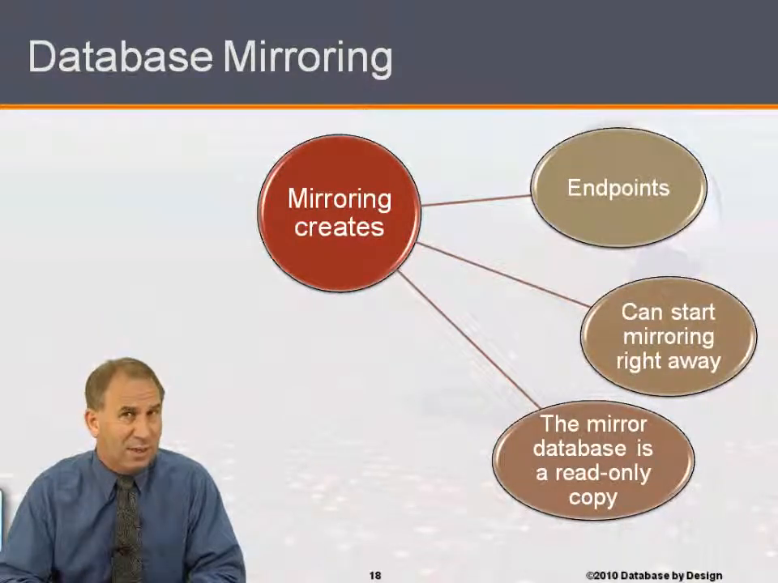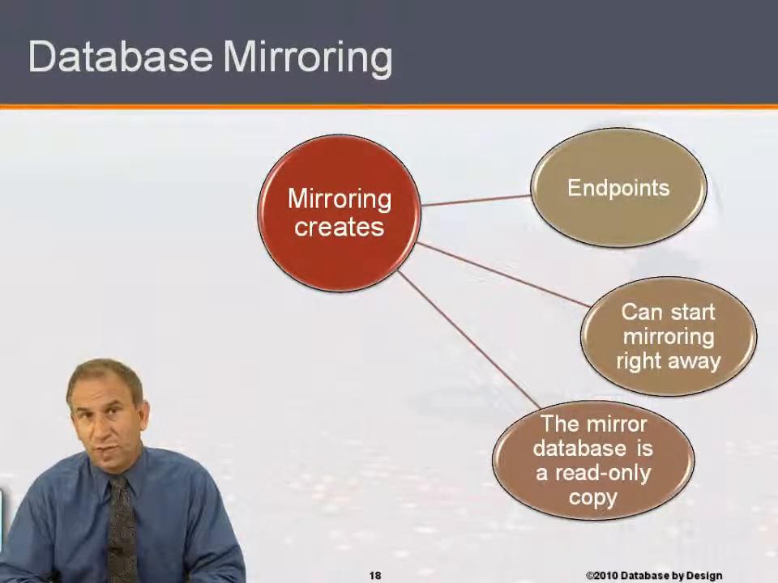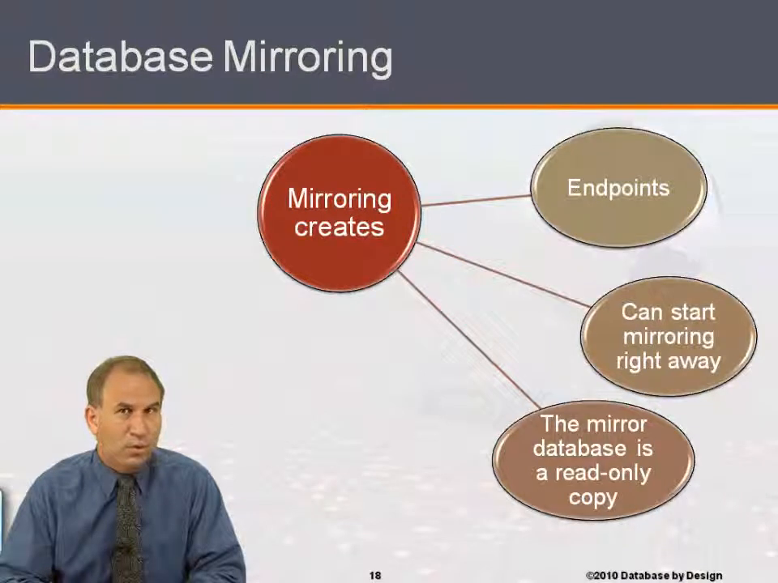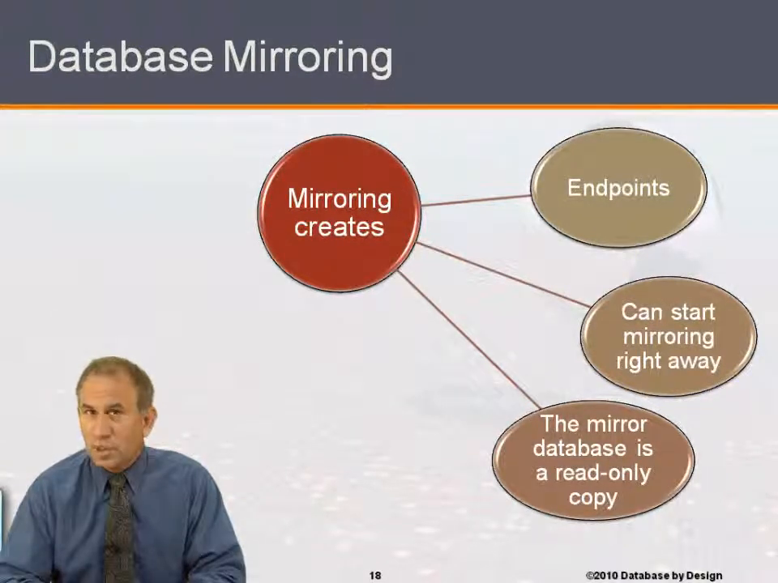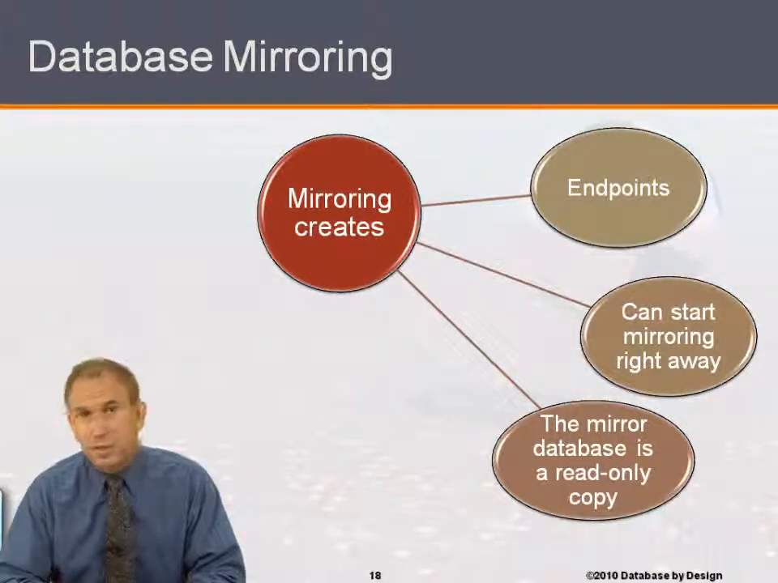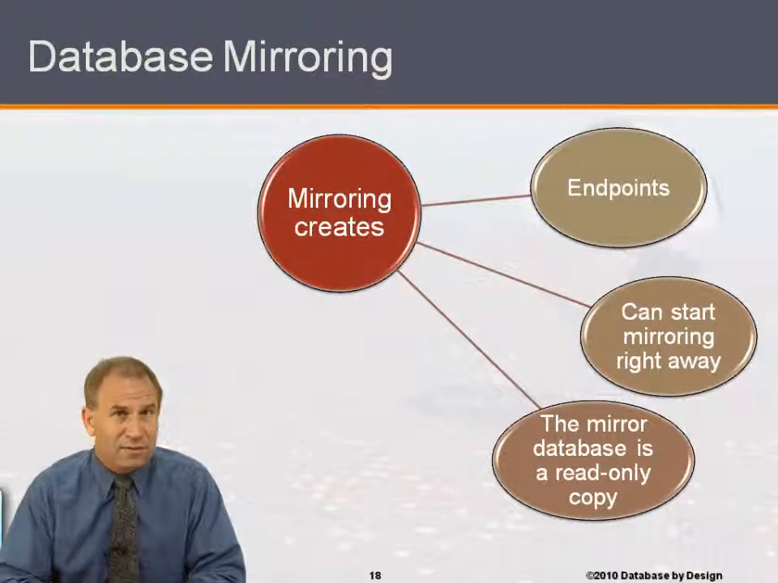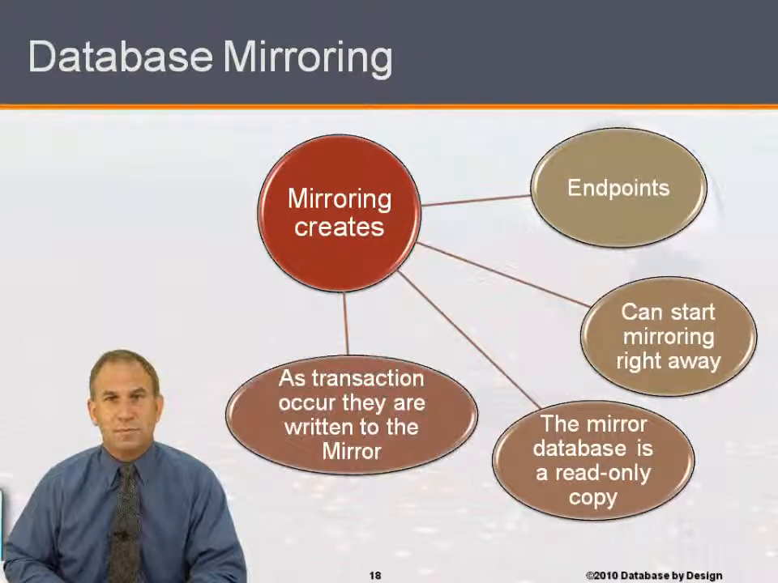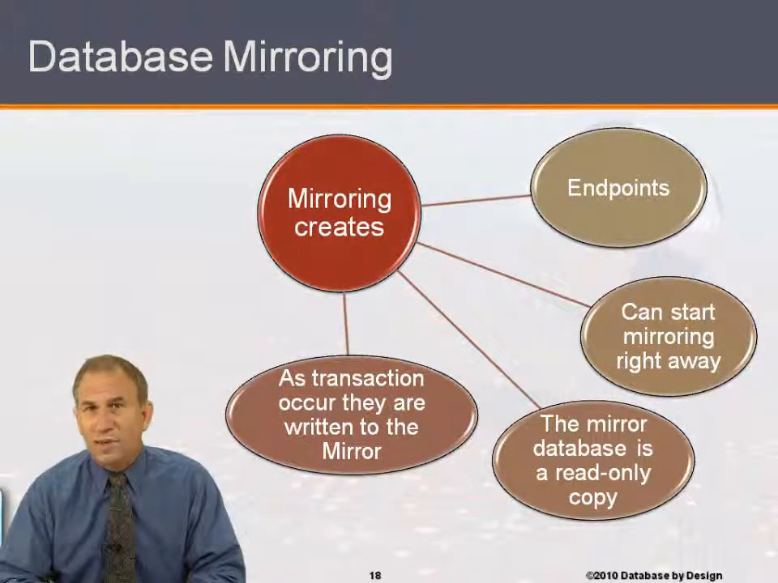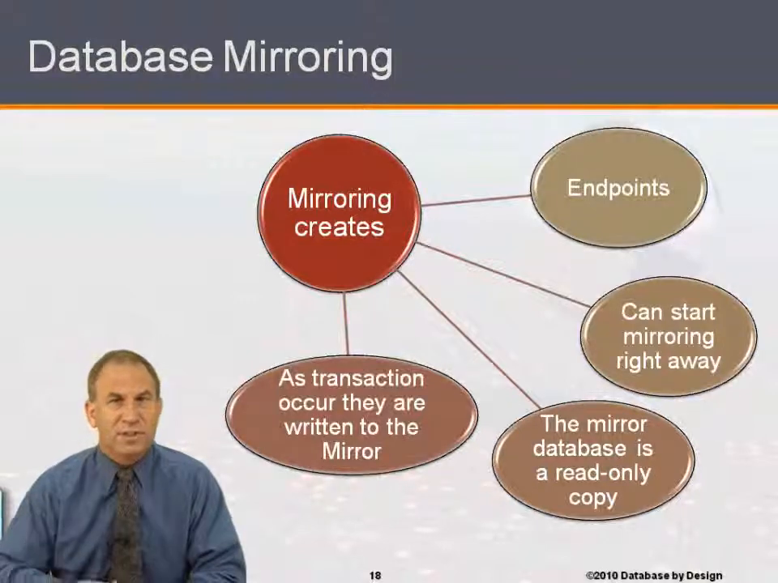A snapshot database is predominantly used to offload heavy reports from your production system. There is no failover capabilities with a snapshot. As a matter of fact, in a snapshot environment, if the primary goes away, so does the snapshot. As the transactions occur, they're automatically written to the mirror.